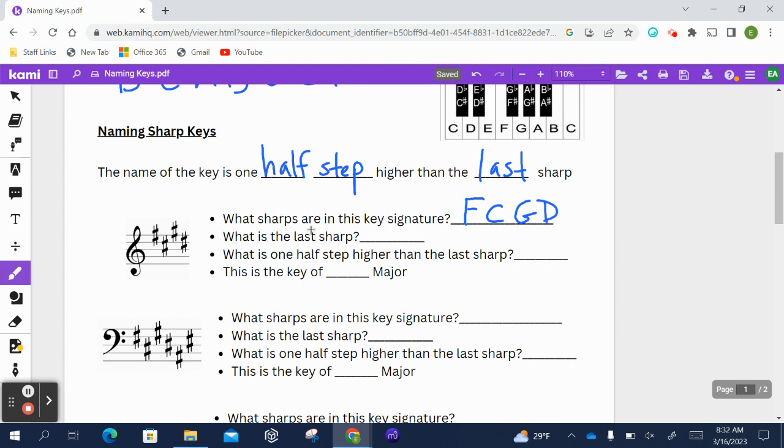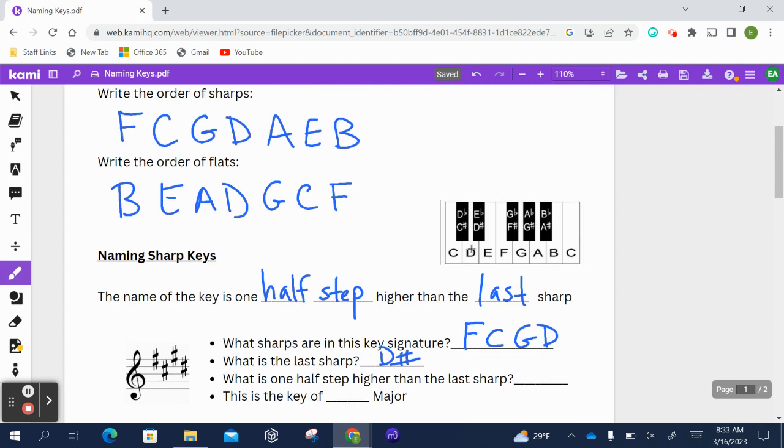What is the last sharp? It's D sharp. It's going to help you to put the sharp sign after it because now we're going to go up to look for what half step higher is. And if you accidentally went to the D key, you would get the wrong answer. So we're going to D sharp, and we have to look for what one half step higher is than D sharp, and that is E. So this is the key of E major.